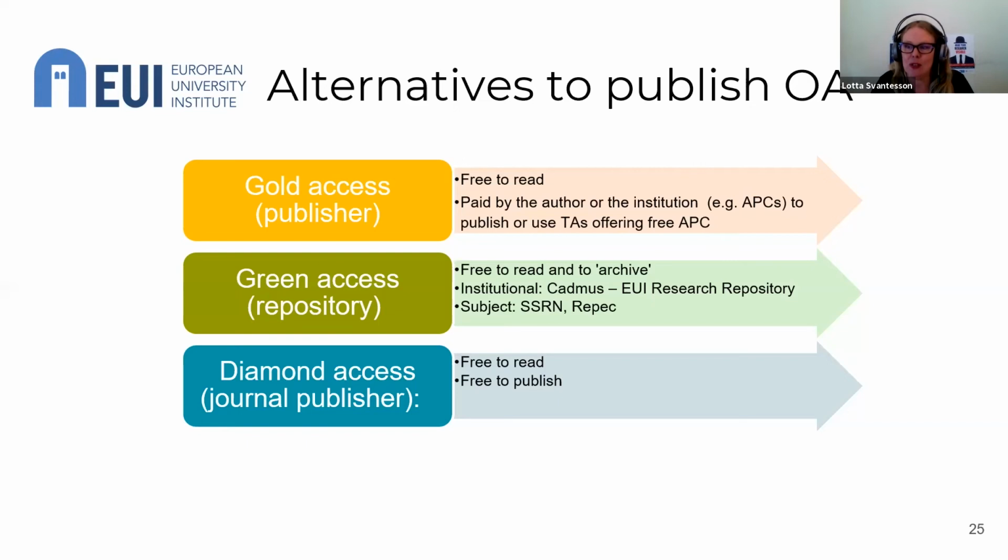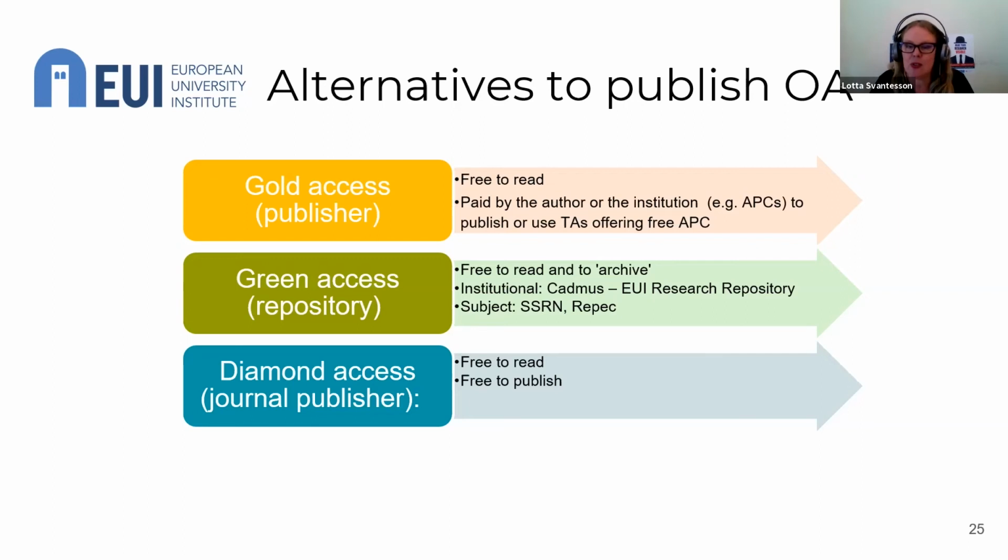The second option, which actually, according to the EUI open access policy, is strongly encouraged, is the green open access, where you as an author can go for a journal article publishing, or also a book chapter, and then later on upload it in your institutional archive or repository.